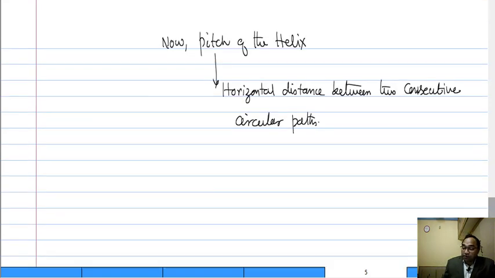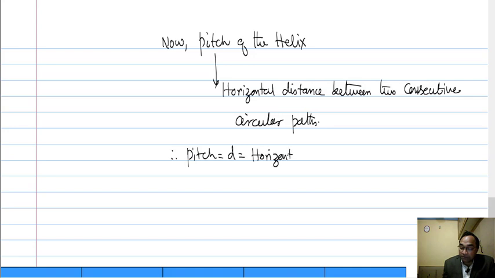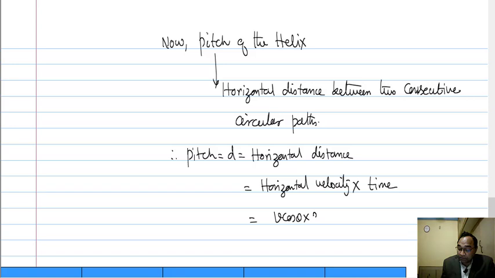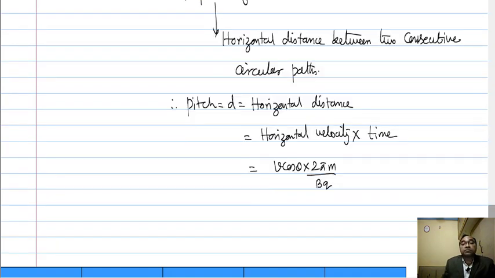So, therefore, what we can say, pitch is d. Let us say this is horizontal distance. How will you find horizontal distance? Horizontal distance is nothing but horizontal velocity into time. Horizontal velocity is v cos theta and time is 2 pi m by B q. So, what we have now? This is 2 pi m v cos theta by B q.